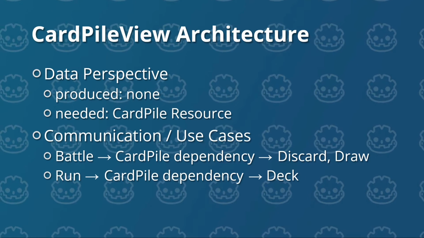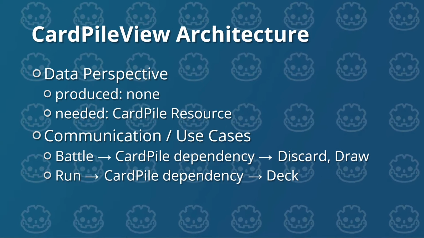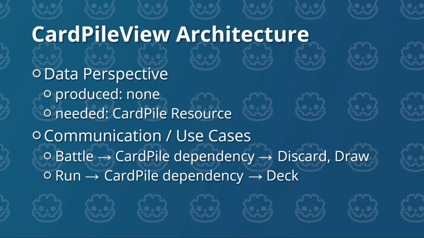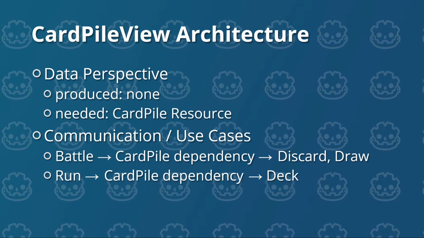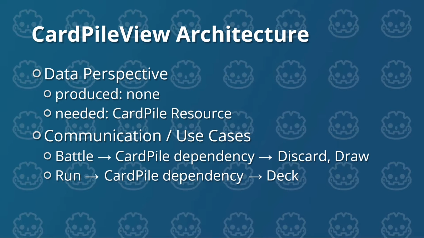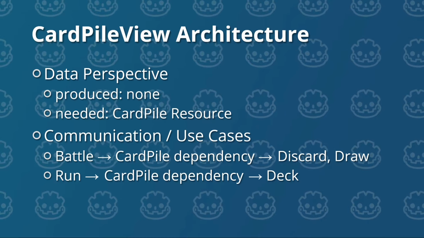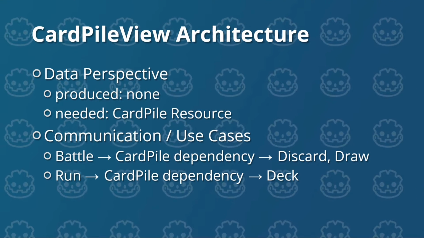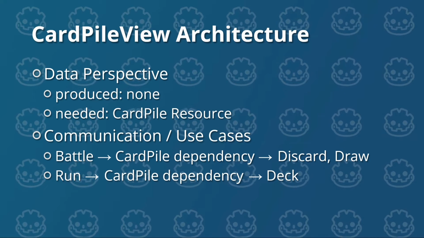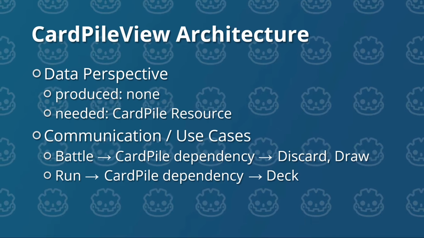So in practice, what we do is we take the battle scene, we inject that card pile dependency into those card pile views and provide one for the discard pile and one for the draw pile. And in the run level, we need to create a card pile view under the run, and again we inject that card pile dependency from the run into the card pile view, in this case for viewing the deck. It's pretty simple, that's all the architecture we need for the card pile view, so let's get started with the implementation next.